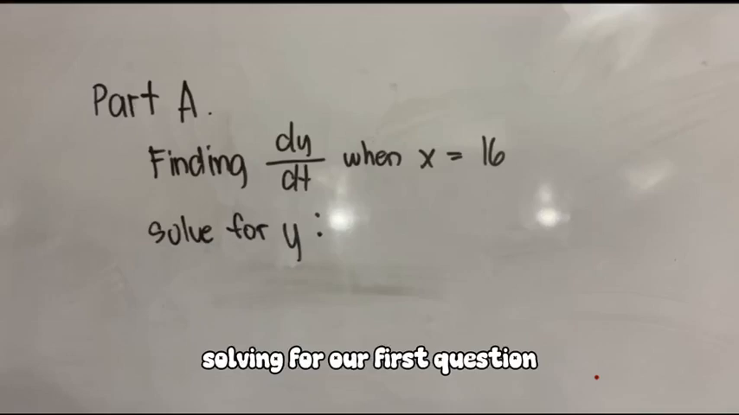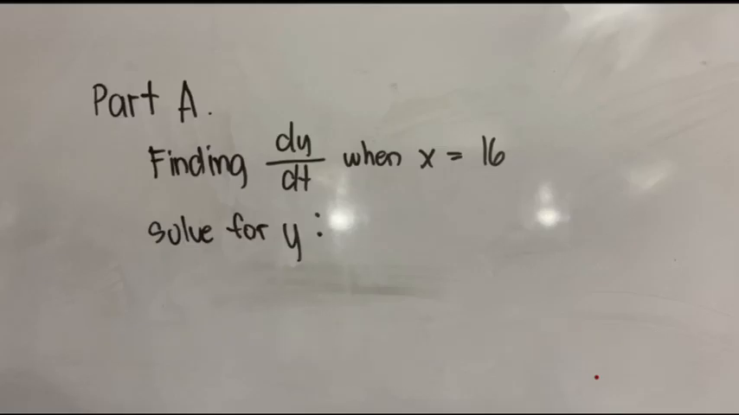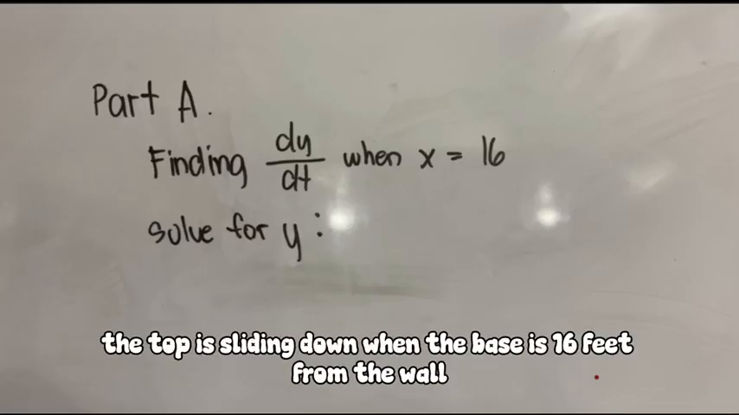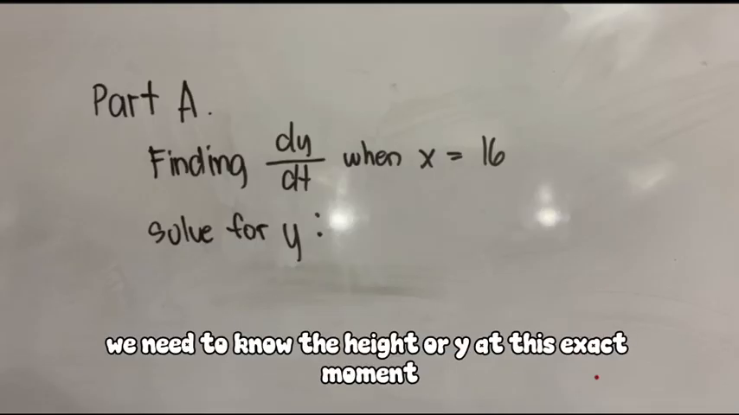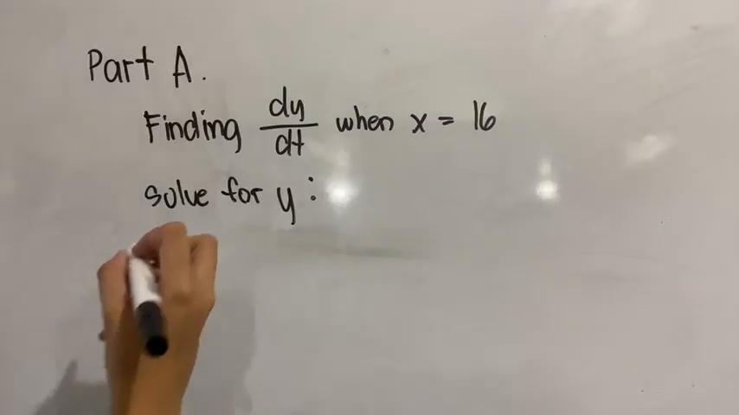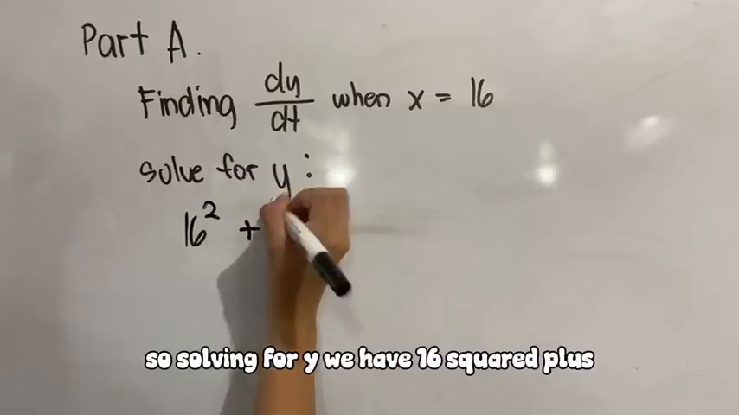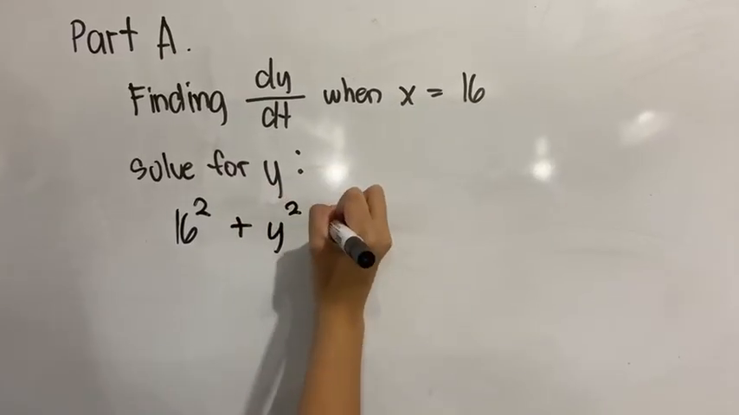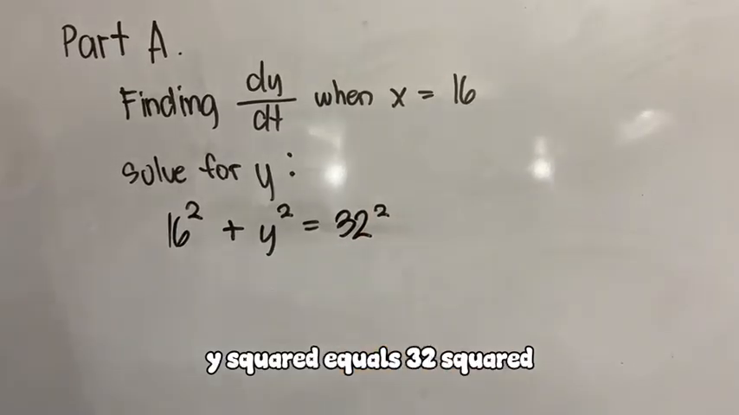Solving for our first question, letter A, we need to find dy over dt when x is equal to 16. So part A asked for the rate the top is sliding down when the base is 16 feet from the wall. But before we plug in our rates, we need to know the height, or y, at this exact moment. So solving for y, we have 16 squared plus y squared equals 32 squared.